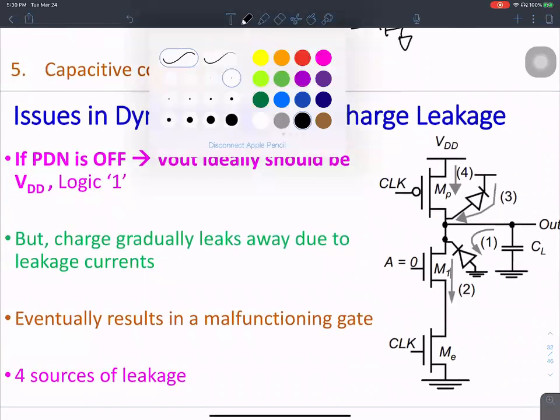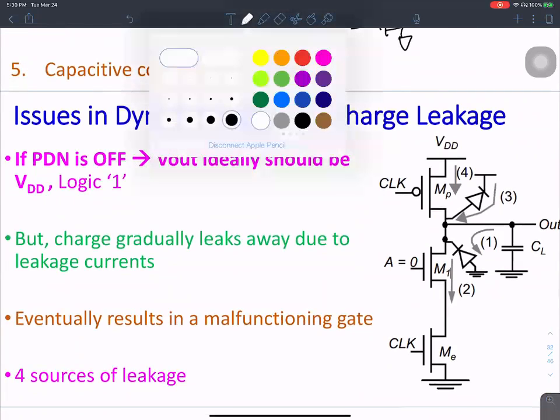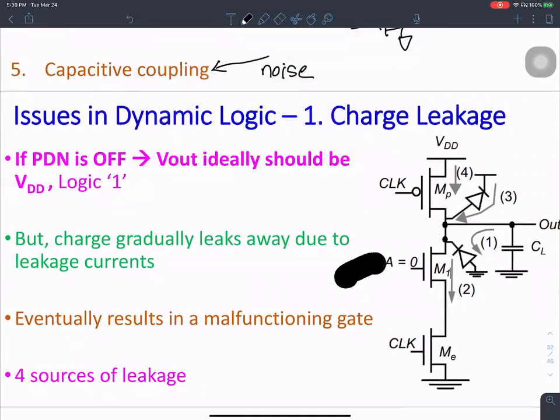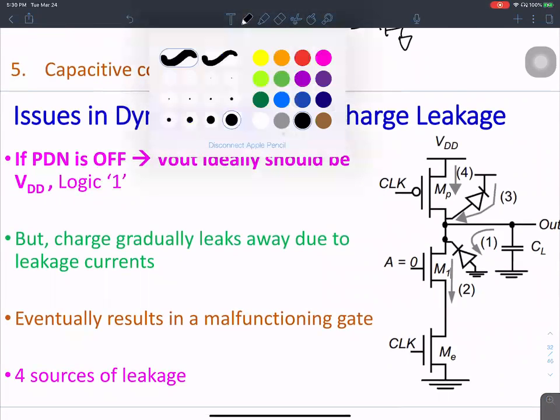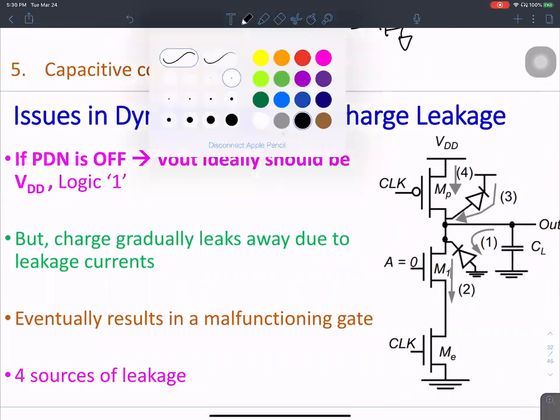And I'm going to show that by, if you notice, the value of A is 0 over there. So therefore, this NMOS transistor, M1, is off. So there is no connection between the load capacitance and ground when the A value is 0.